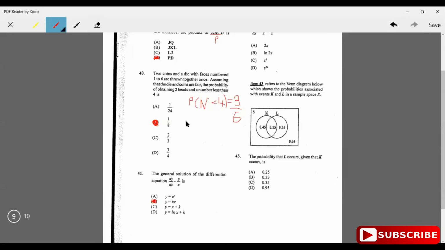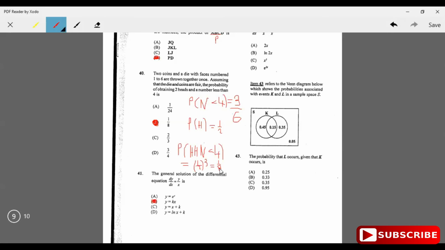The probability of head is a half. And so therefore, the probability of getting a head, then a number that is less than 4, is a half times a half cubed. Half times half times half, 3 times, so it's a half cubed, which is 1 over 8. Can you reduce the 3 over 6 to a half?